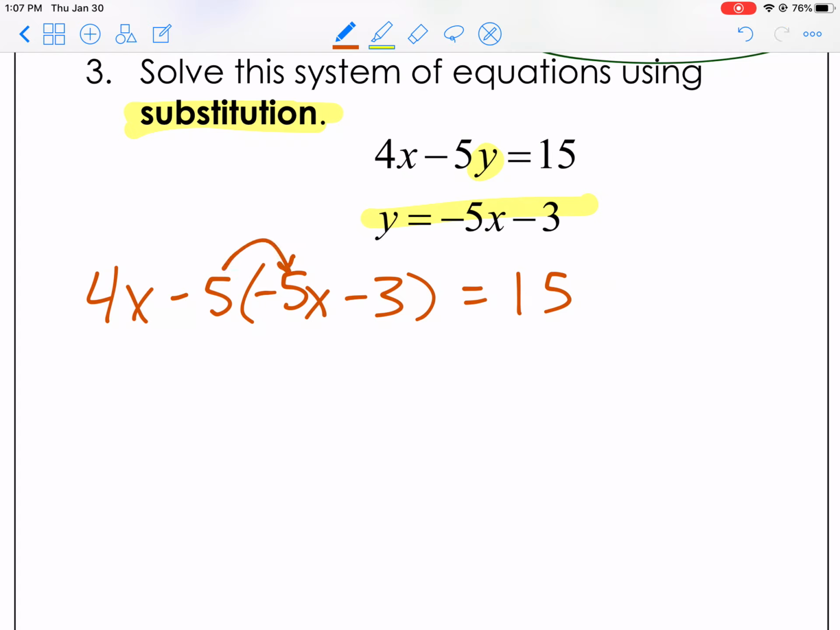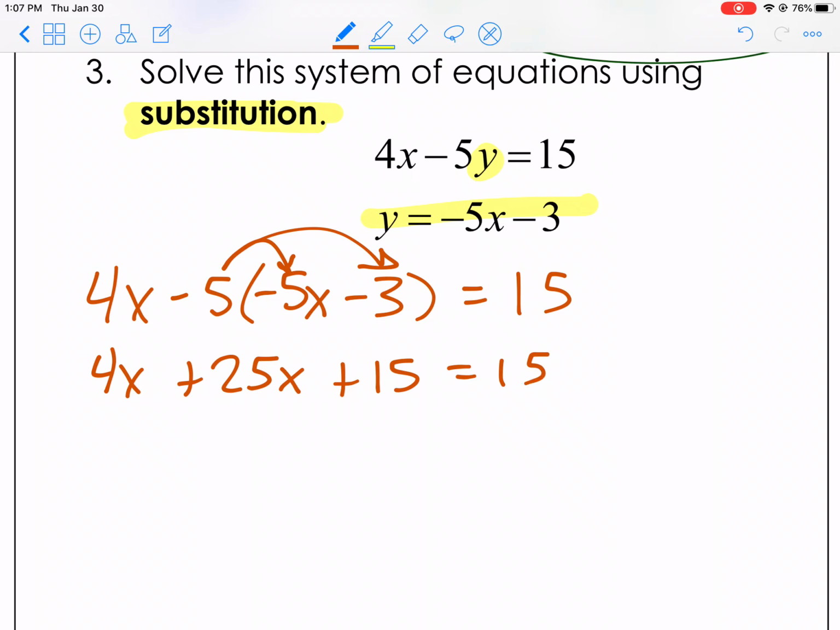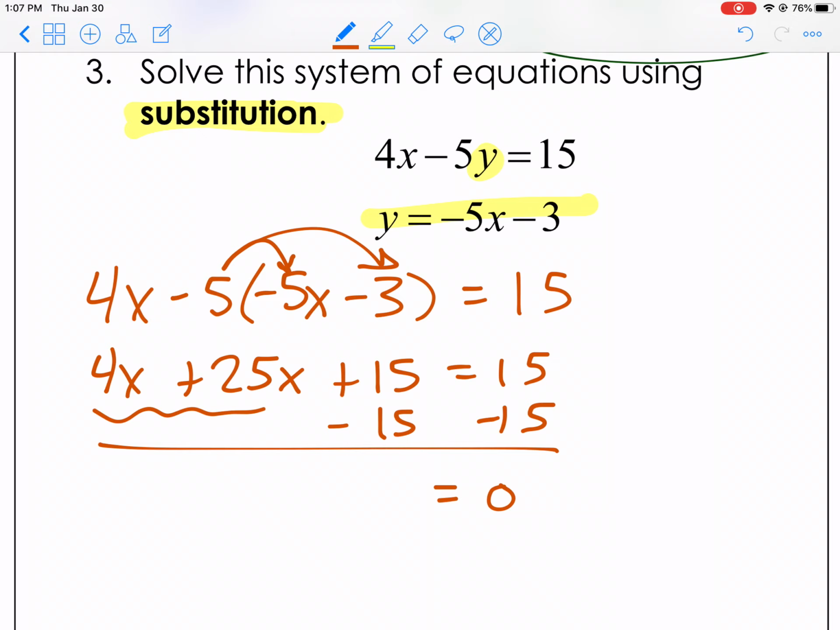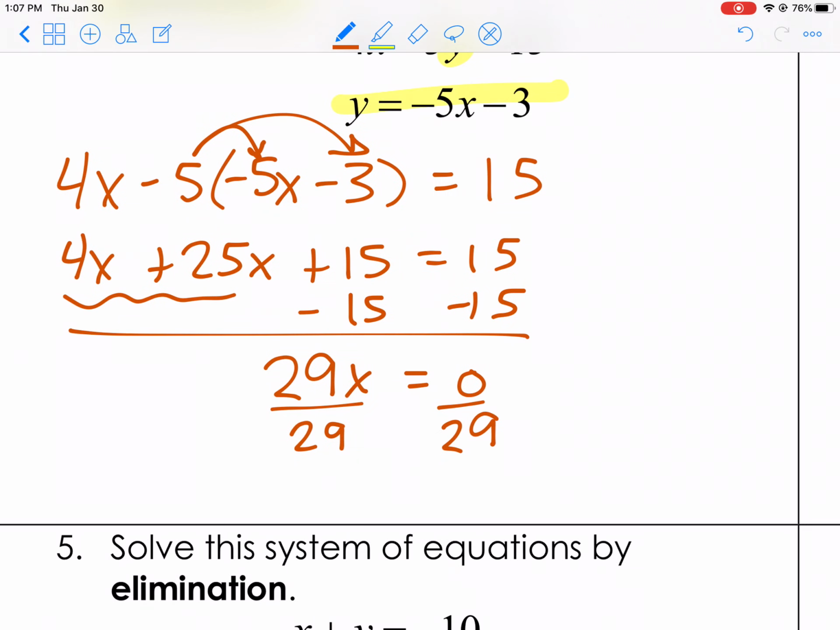I'm going to distribute the negative 5 to everything in the parentheses. Going to combine like terms. And then to solve for x, we'll divide by 29. 0 divided by 29 is 0.